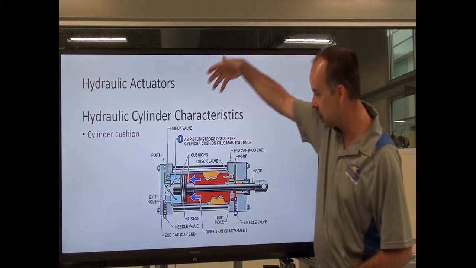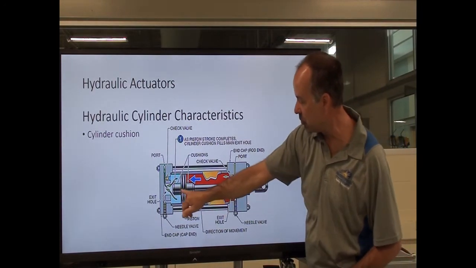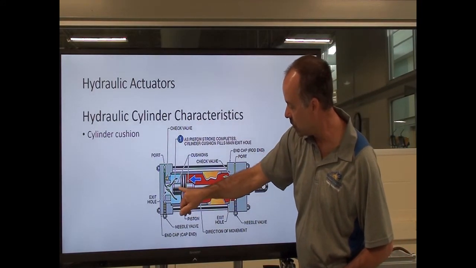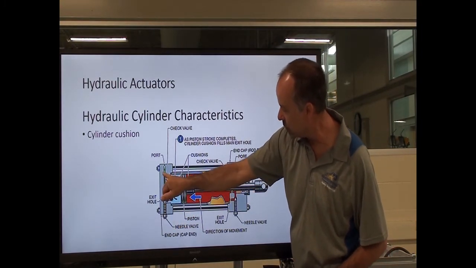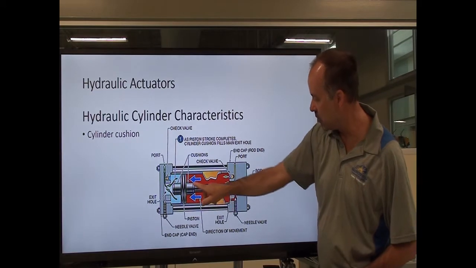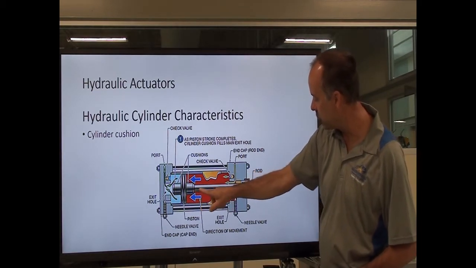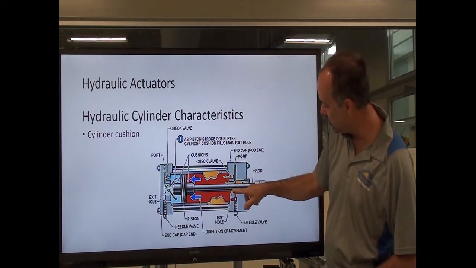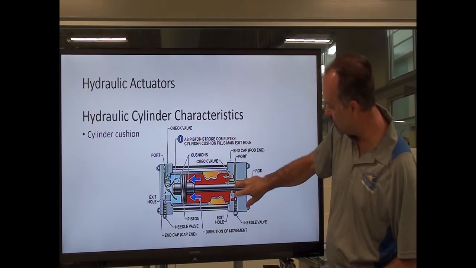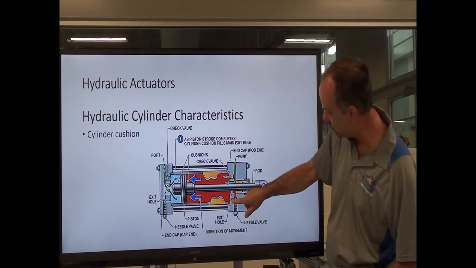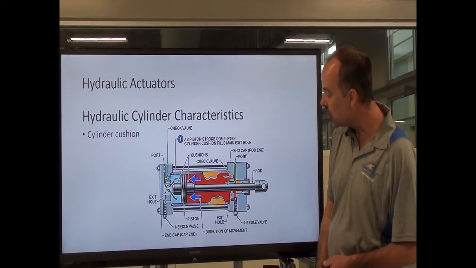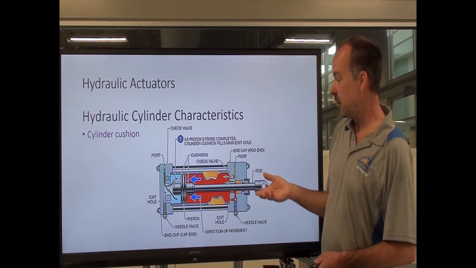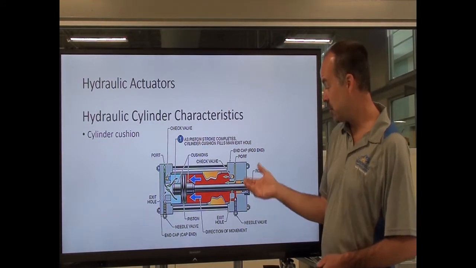And this particular example has a cushion on both sides, so when we're retracting, we'll fill this void and force all the fluid through here. Or if we're extending, you've got this wide area of the rod, so it's just coming through here, the fluid's going out here. When this gets in here, it plugs this hole and forces the fluid through this restricted area to cushion the end of the stroke.